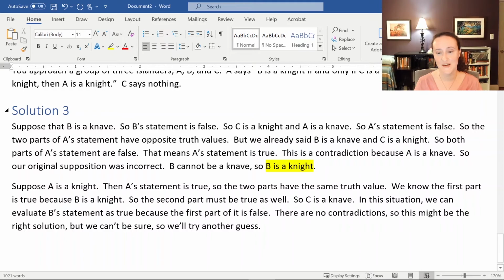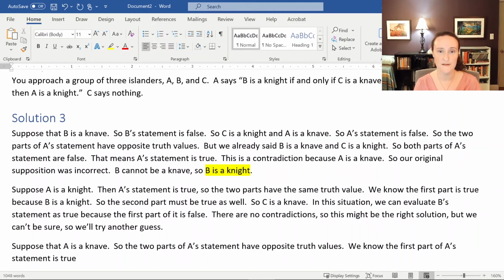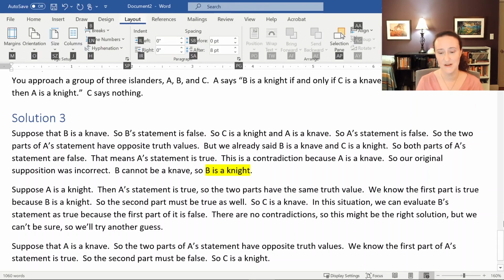Okay, let's try the opposite guess, that A is a knave. So again, for an if and only if statement, that just means that the two parts have opposite truth values. Now, we already know that the first part of A's statement is true, the part that says B is a knight. So for the two parts to have opposite truth values, the second part must be false. So the second part is C is a knave. For that to be false, C is a knight. Okay. Do you see any contradiction?